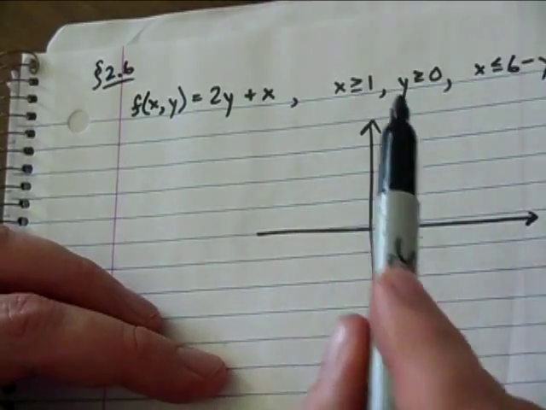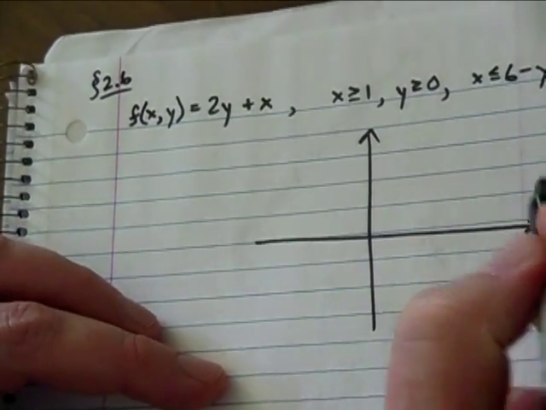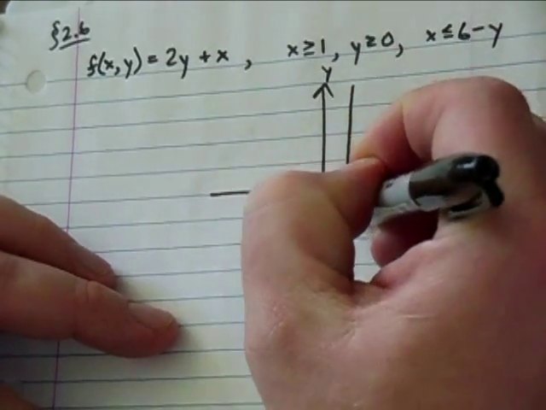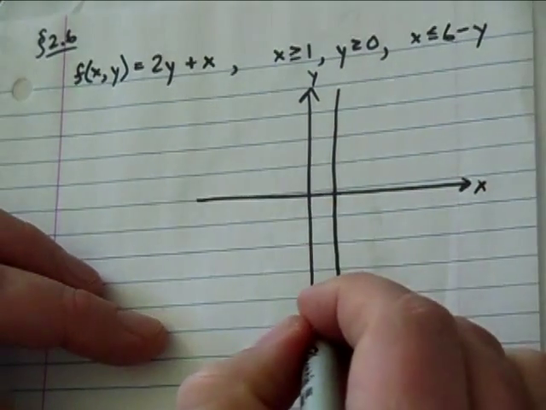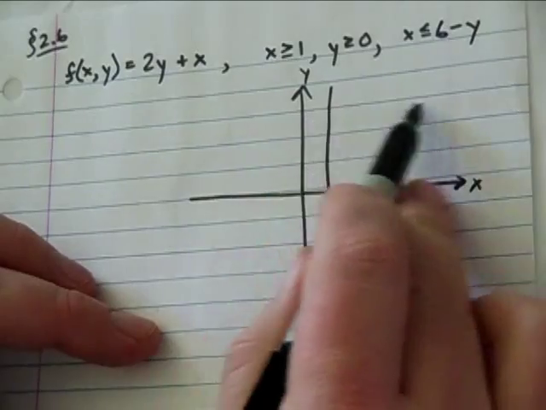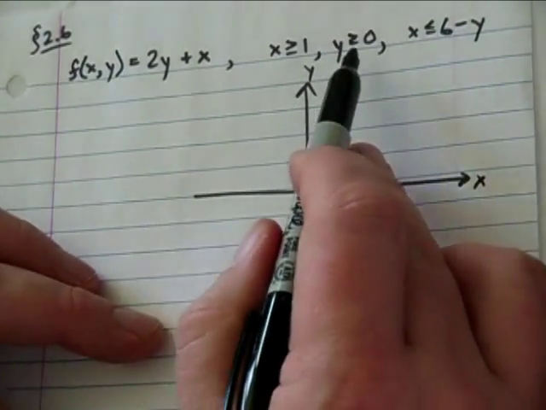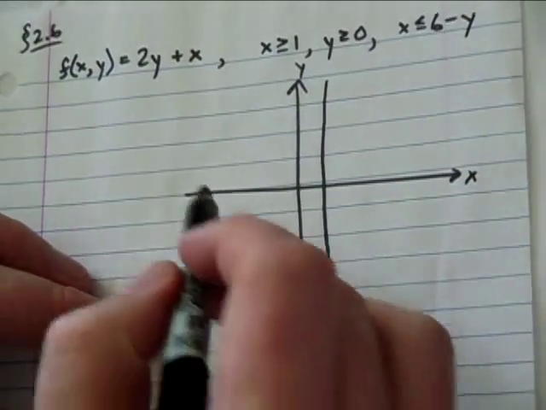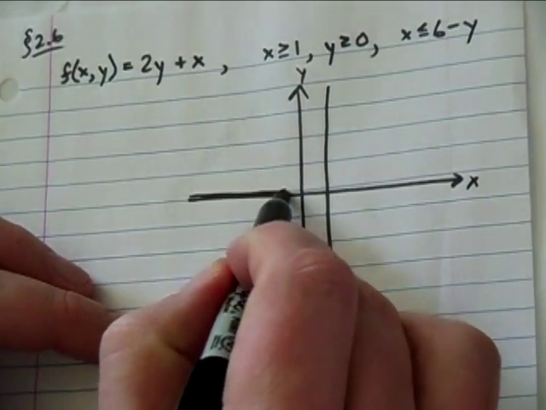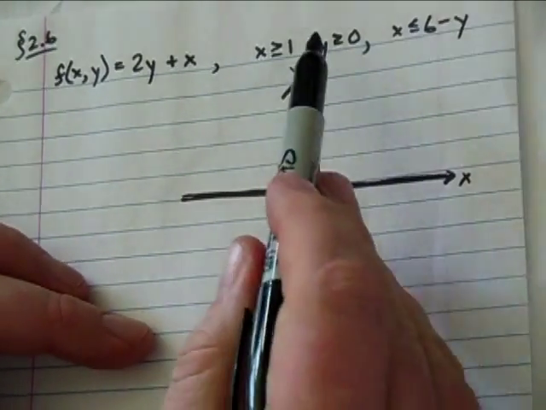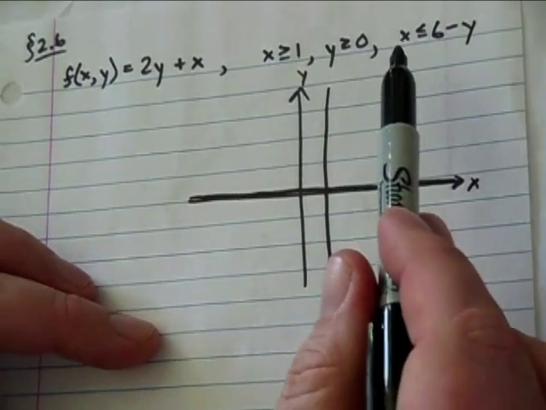So here's my first inequality. x is greater than or equal to 1. So that's going to result in a vertical line where x is equal to 1. And then of course we'd be shading to the right, but let's save our shading for the end. Then we have y is greater than or equal to 0, which is really just a line right on top of the x-axis, and since it's greater than or equal, we would be shading up.